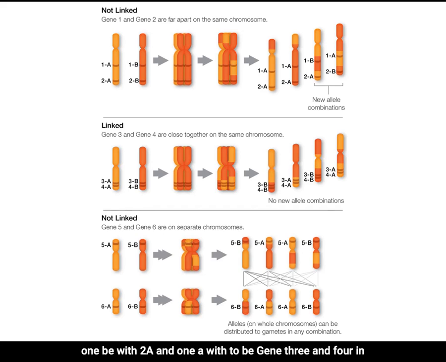Gene 3 and 4 in the middle illustration also come in two alleles each, A and B. But because these genes sit much closer together, it is less likely that a recombination event will happen between them. Remember that the location of chromosome breaks during recombination is random. So most of the time, 3A and 4A will stay together, and 3B and 4B will stay together. Therefore, genes 3 and 4 are linked.